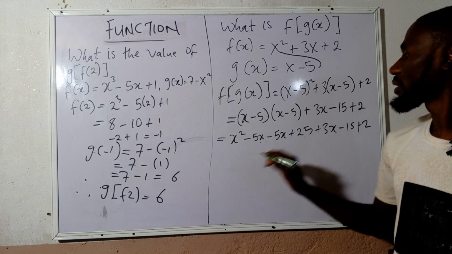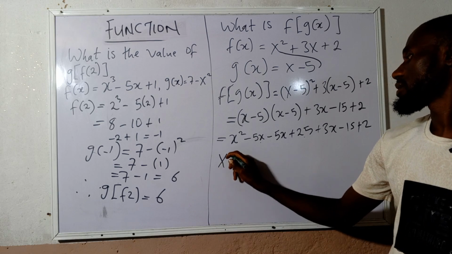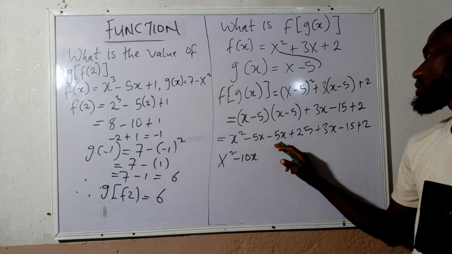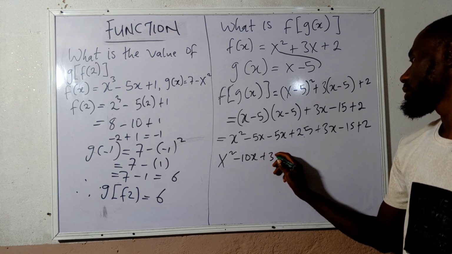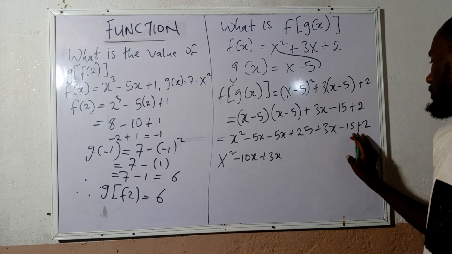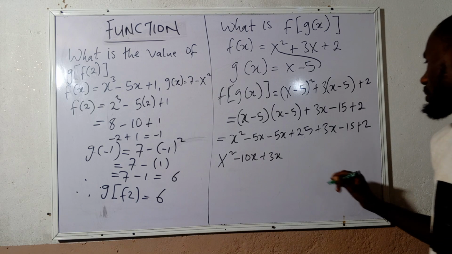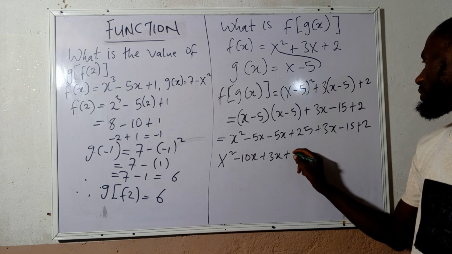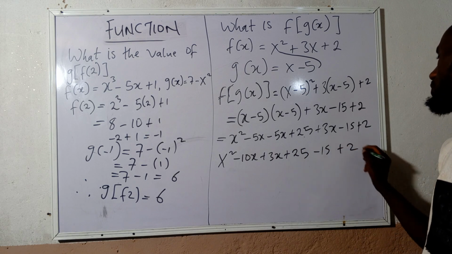Let's collect the like terms. Here we have x squared, minus 10x, plus 3x, plus 25, minus 15, plus 2.